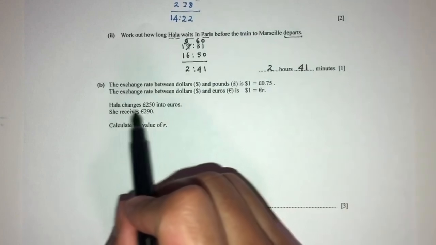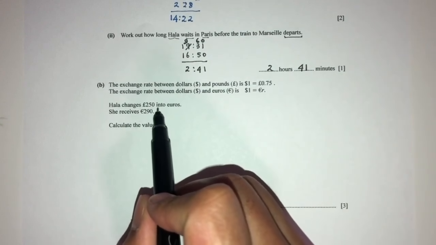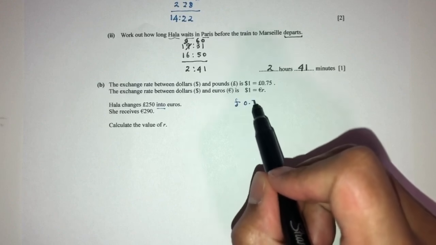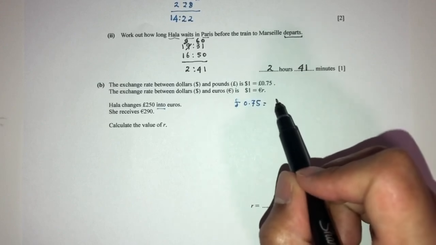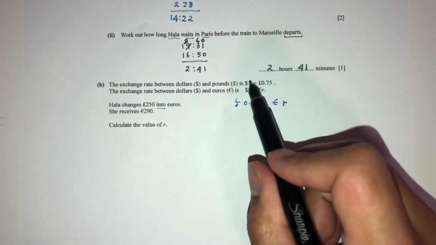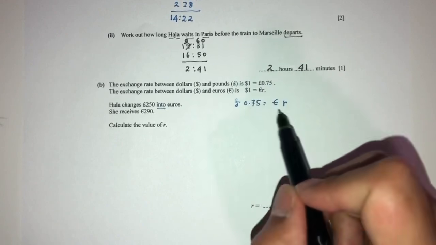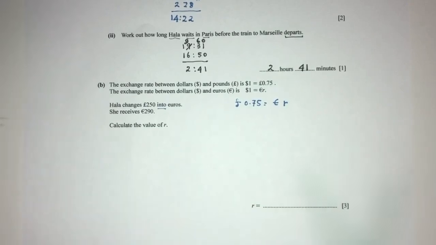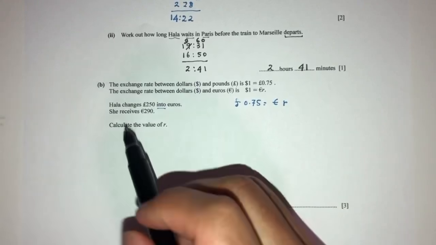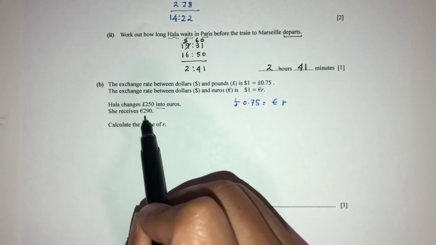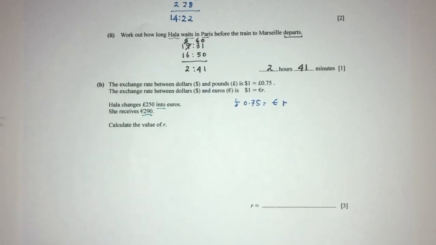Okay. So we know Hala changes 250 pounds into euros. Now, obviously, from here we can conclude what? We can conclude this much pounds is equal to this much euros, right? If you replace by substitution, this is equal to this. I can put this here. We get this. This is not necessary. I'm just writing this so we can actually observe something from the two values. Now, it tells you that if you change pounds to euros, she receives 290.